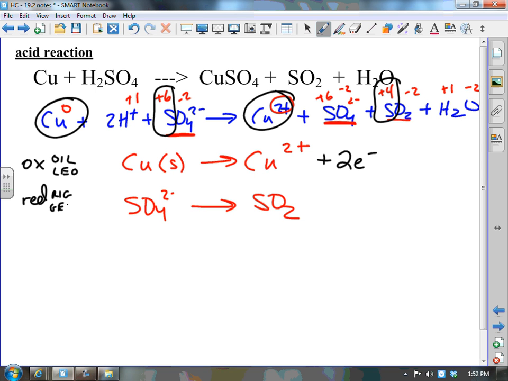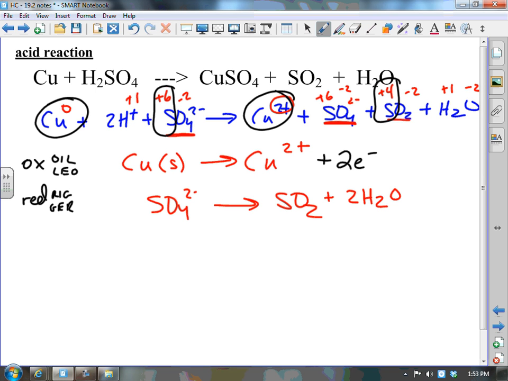Reduction is gain of electrons. So for sulfur to go from a +6 down to a +4, it must have gained 2 electrons. Okay. Now, I've got to back up, I got ahead of myself a little bit. We've got to balance the other elements first. Sulfurs are balanced, oxygens are not. I've got 2 oxygens on the right, I need 4.